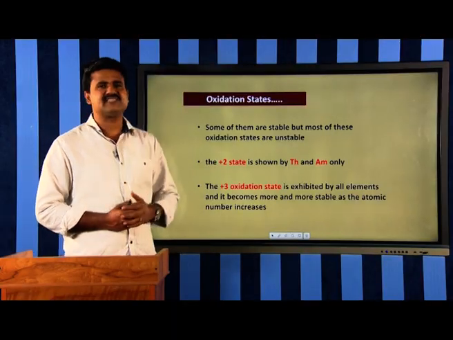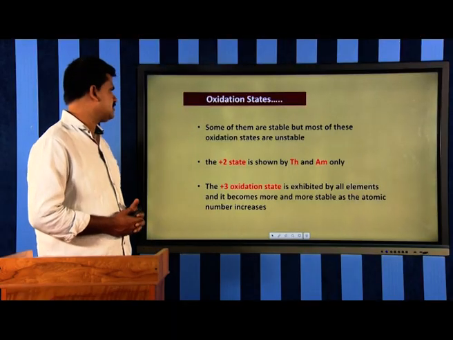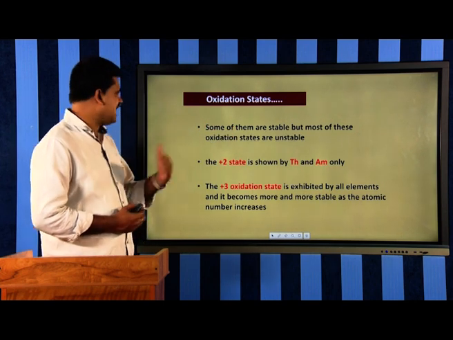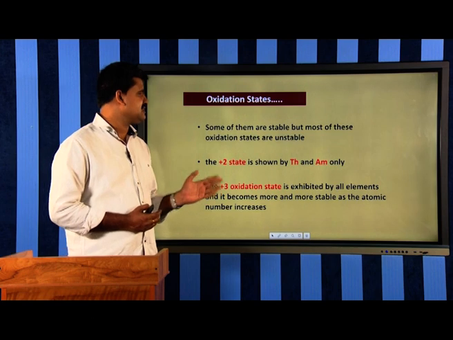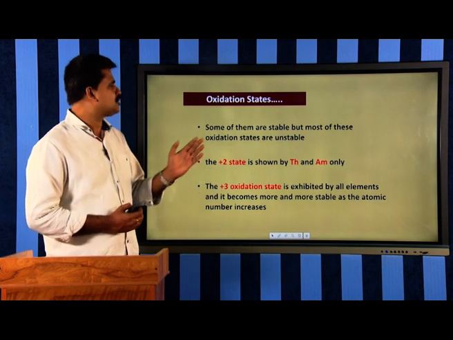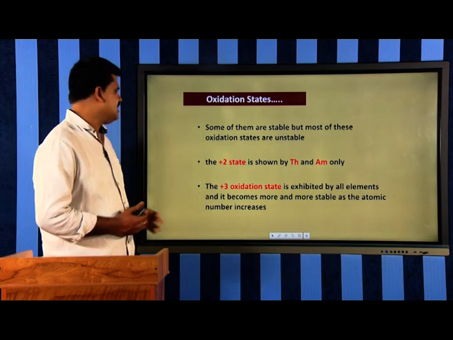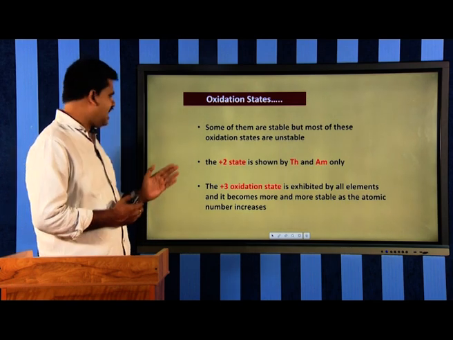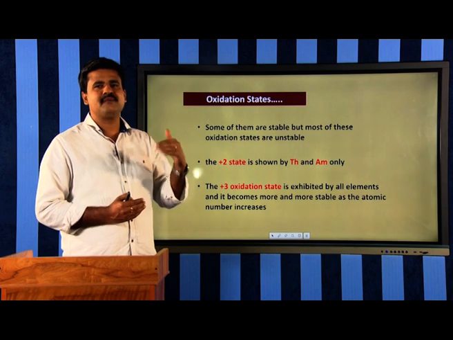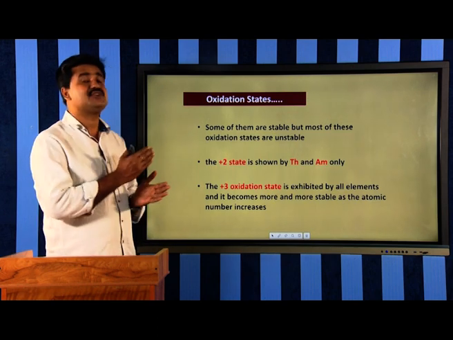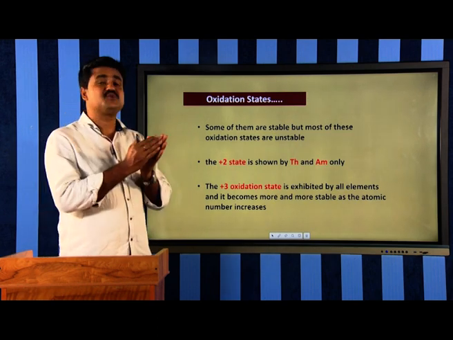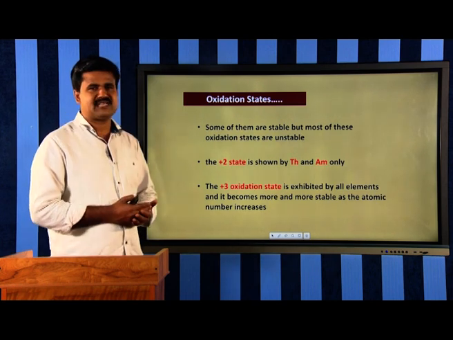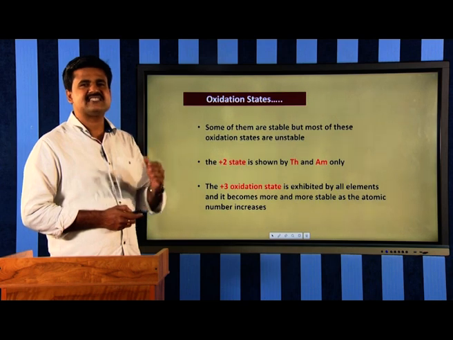Regarding oxidation state, we can arrive at some conclusions. Some of them are stable, but some of these oxidation states are unstable. The +2 state is exclusive to thorium and americium. The +3 state is exhibited by all elements and it becomes more and more stable as the atomic number increases. That is, towards lawrencium, the last elements, with increase in atomic number, the +3 oxidation state dominates.